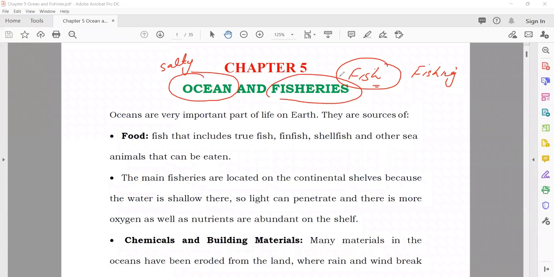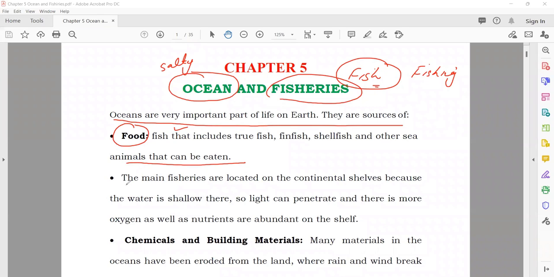First of all, they're saying oceans are a very important part of life on the earth. They give us a lot of things, and they are the source of many things. For example, if you talk about food, the fish, which includes true fish, finfish, shellfish, and other sea animals, can be eaten. So these oceans are providing us food, and that food is used by humans to continue their life activities.